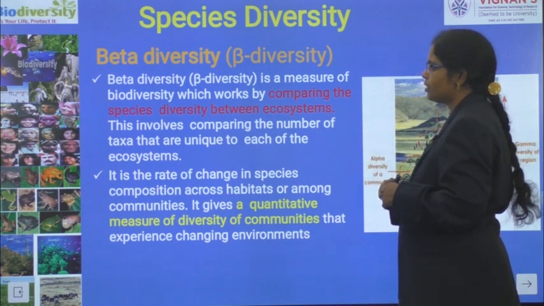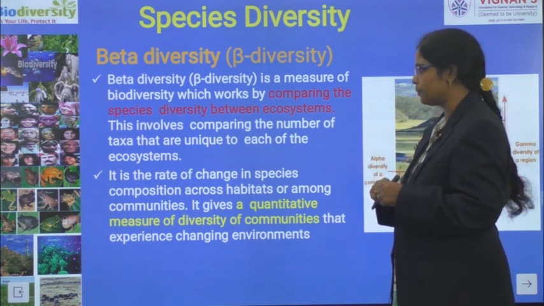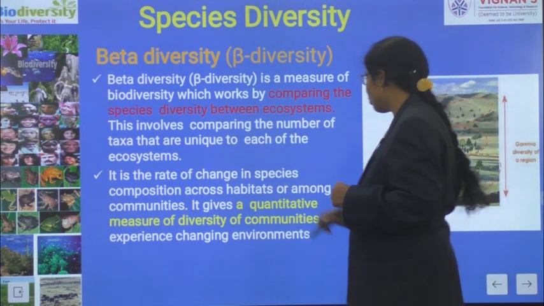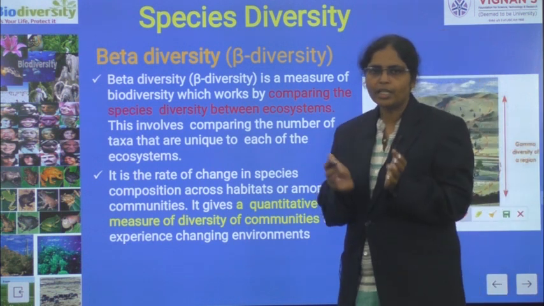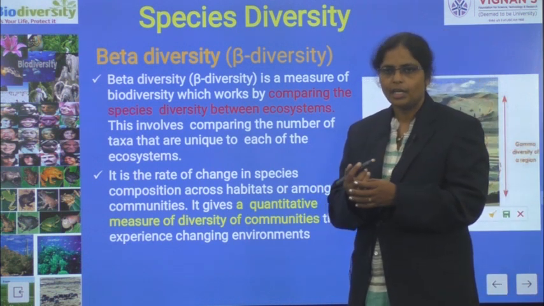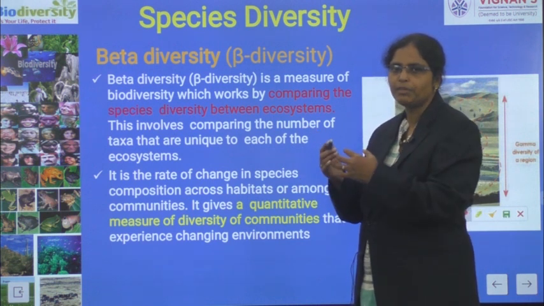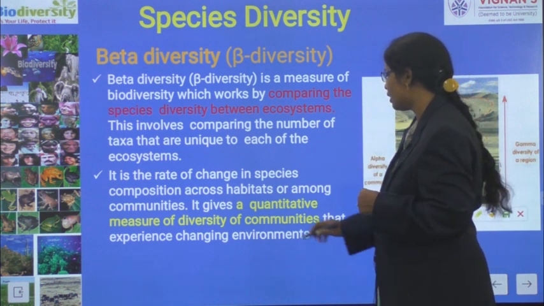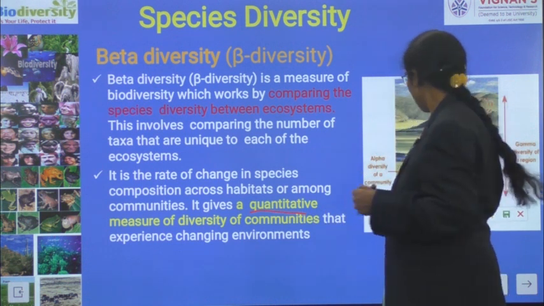Next, beta diversity, comparing the diversity between two ecosystems. This involves comparing the number of taxa that are unique to each ecosystem. For example, in one community what are the different taxa, and in another community what are the different taxa. That is the comparison between the two ecosystems, which is called beta diversity. And this is a quantitative measure of diversity in the communities.